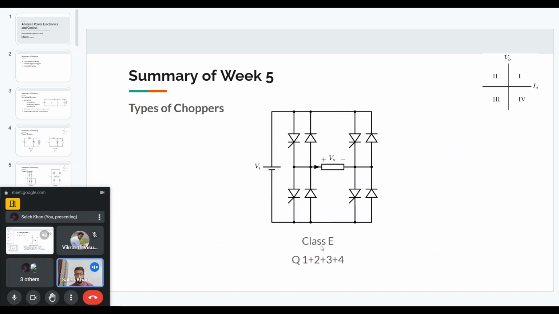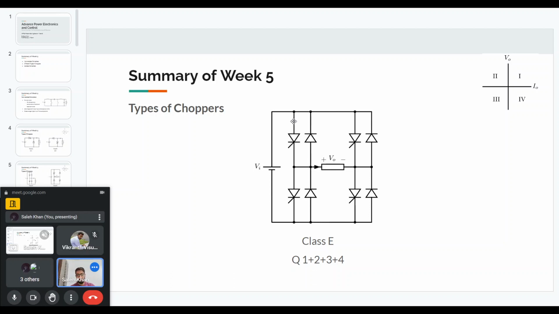So now we finally have the class E chopper. It's a 4 quadrant chopper. We don't have any 3 quadrant chopper, and you can understand why. If we can have both positive and negative voltage and both positive and negative current, then we will have 4 quadrants. There is no option for only 3 quadrants. So the class E chopper has all the functionalities.